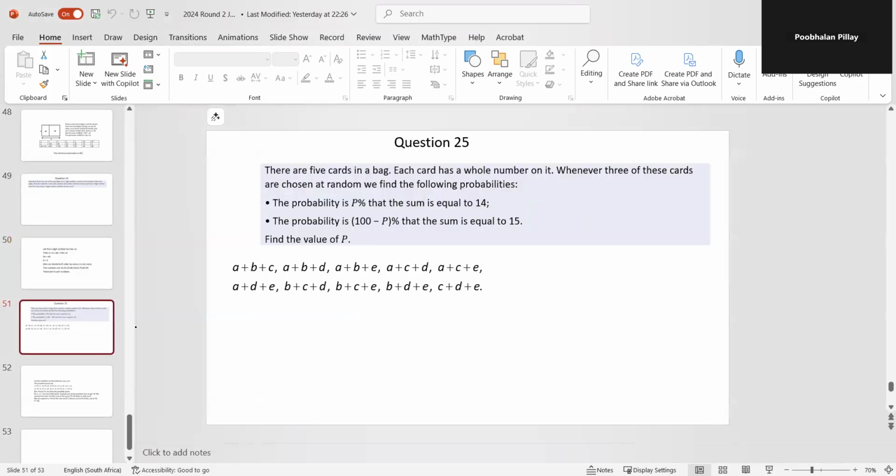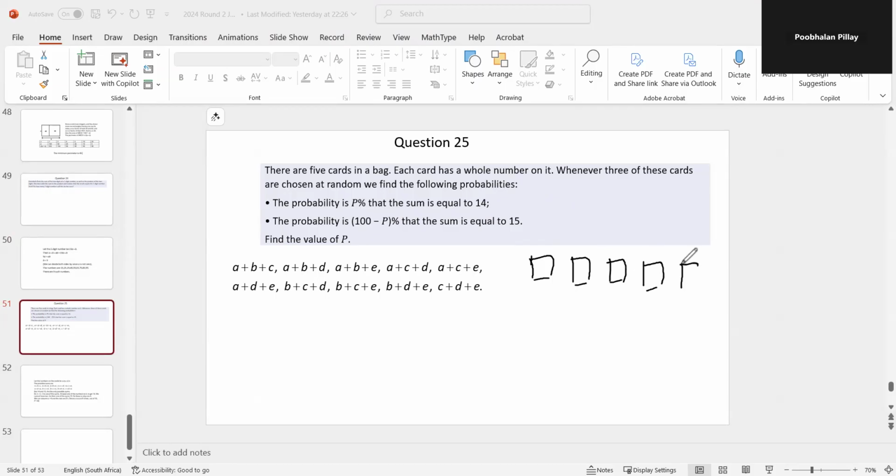last question, question 25. Okay. So what does this question say? It says that there are 5 cards in a bag, and there is a whole number written on it. So you got 5 cards inside a bag, and there's a whole number which is written on it. Whenever 3 of these cards are chosen at random, we find the following probabilities. The probability of P% is that the sum is equal to 14.